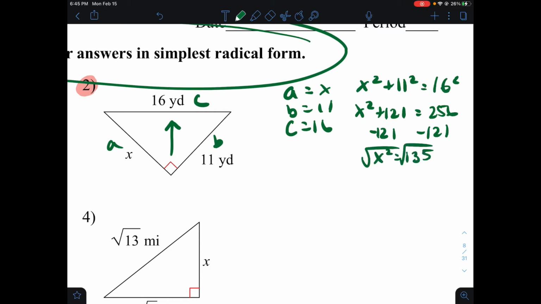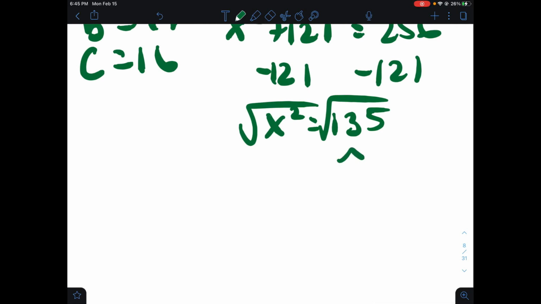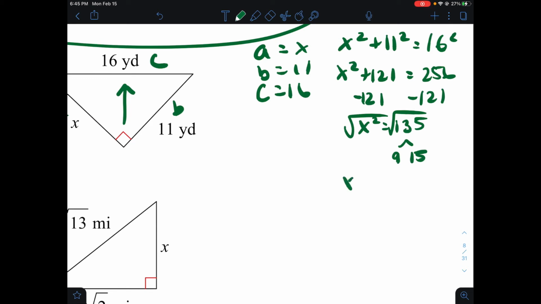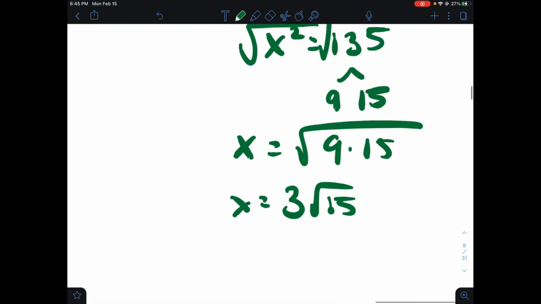So you would take the square root of both sides. And you can break down 135 into 9 and 15. So 9 times 15. Take out the root 9, which is 3, so you get 3 root 15. And then if you wanted the decimal equivalent of that, we would have 11.61. Actually, it'd be 62 because of rounding.